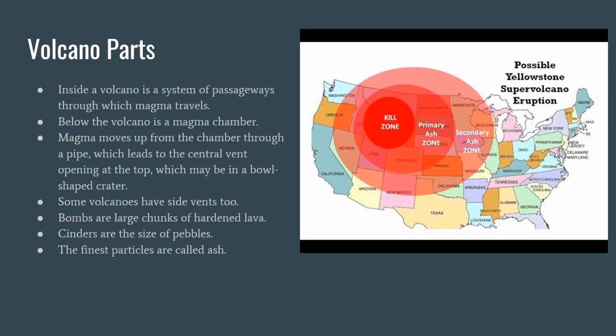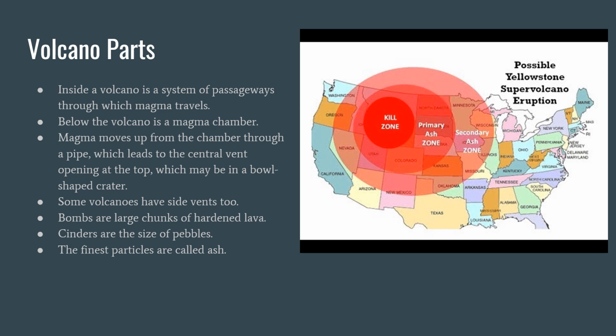Volcano parts. Inside a volcano is a system of passageways through which magma travels. Below the volcano is a magma chamber. Magma moves up from the chamber through a pipe, which leads to the central vent, opening at the top, which may be in a bowl-shaped crater. Some volcanoes have side vents too.